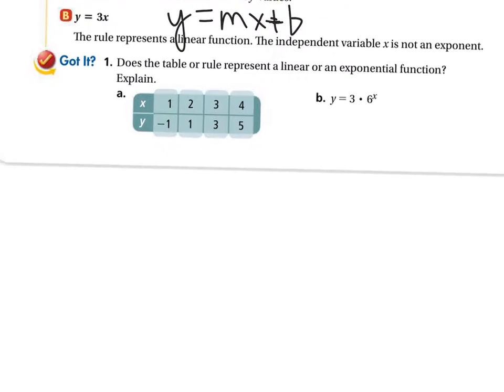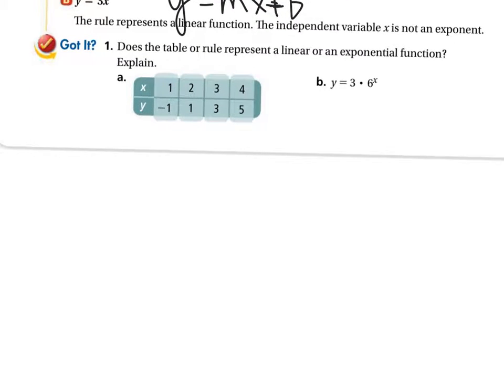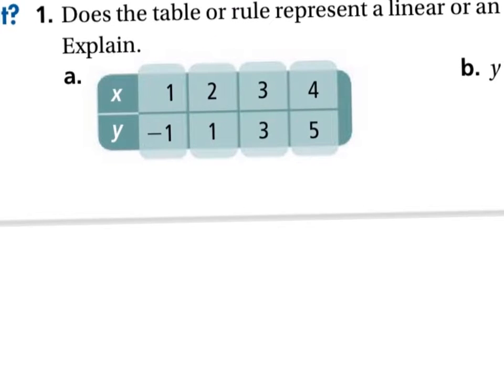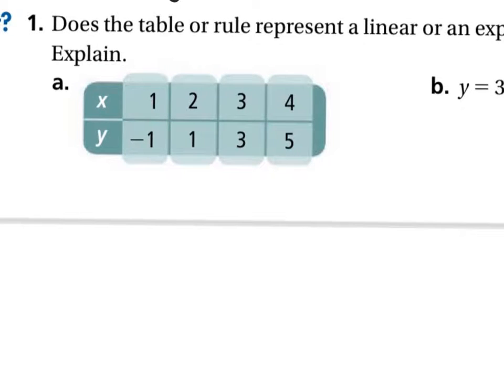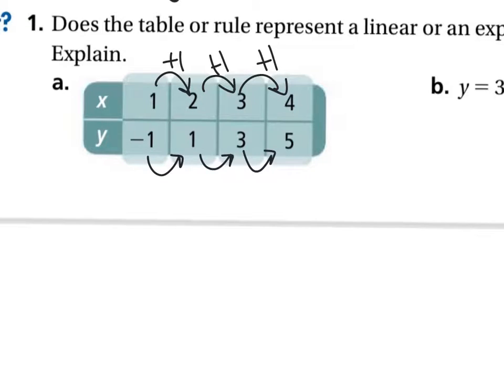Okay, so let's look at the Got It 1, and basically we're doing the same thing here. First of all, on our table, they're asking if this is linear or exponential. So on part A, you can see the x's are going up by 1 each time. And then the question is on the y's, are they adding or subtracting by something, or are they multiplying or dividing by something?